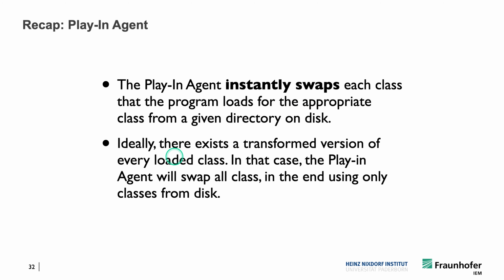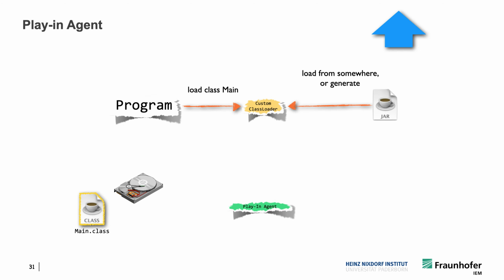So the play-in agent instantly swaps each class that the program loads for the appropriate class from a given directory on disk. And ideally, there exists a transformed version of every loaded class, right? Then really the complete program will be swapped this way. In the end, you will only be using classes from disk. This might not be the case if the program run that you are executing here, right? So we're talking about an executing program, right? So at runtime, it's loading this class.